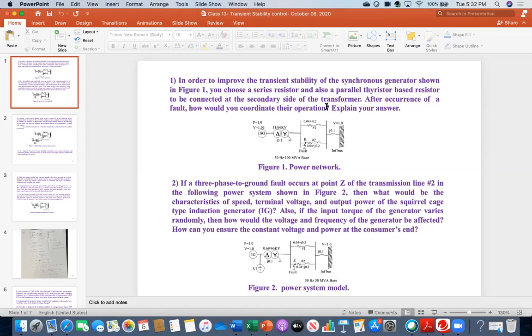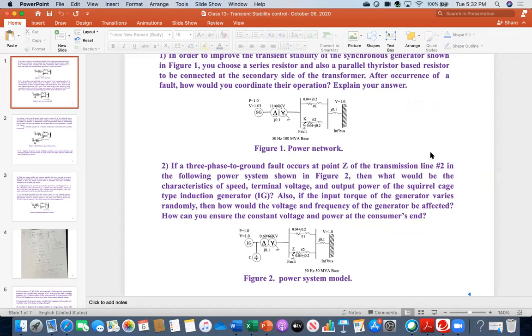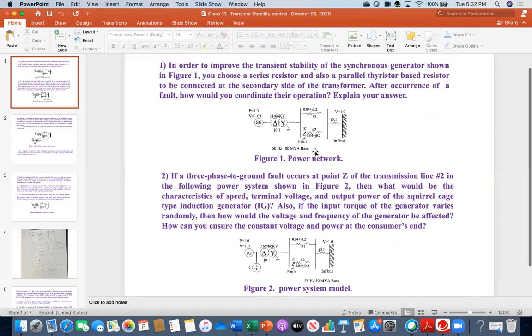In order to improve the transient stability of the synchronous generator, shown in figure 1. This is the figure 1. You choose a series resistor and also a parallel thyristor based resistor to be connected at the secondary side of the transformer. After occurrence of a fault, how would you coordinate their operation?